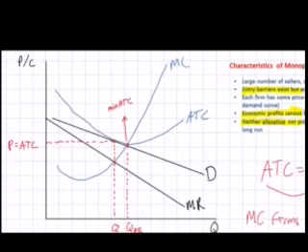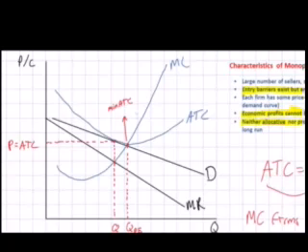I'll call that QPE for the productively efficient quantity. The firm is not achieving its productively efficient quantity. Due to its price-making power, the firm will restrict its output, charge a slightly higher price than the minimum ATC, and therefore it will not be using its resources in the least cost manner. That is our definition of productive efficiency.